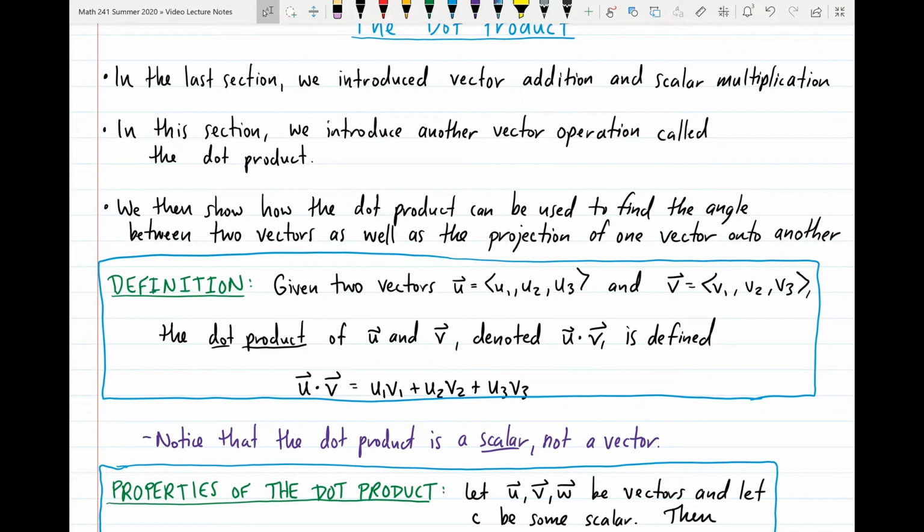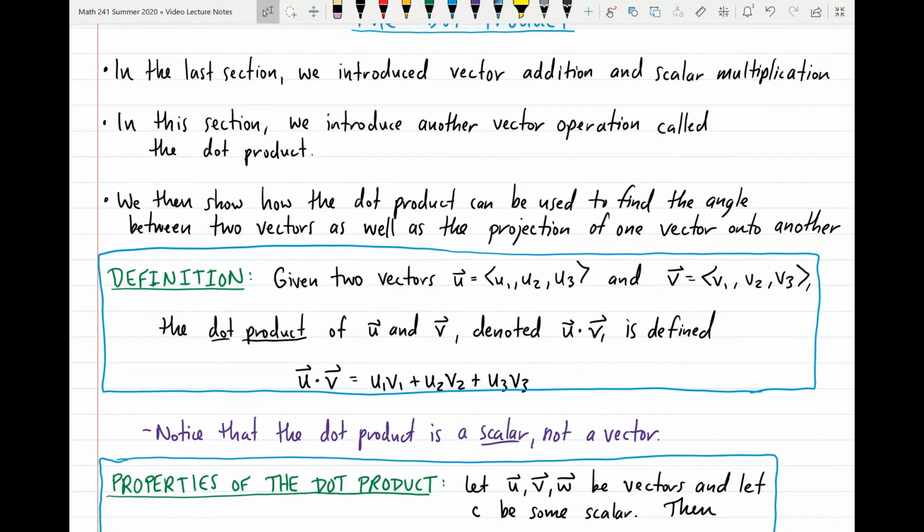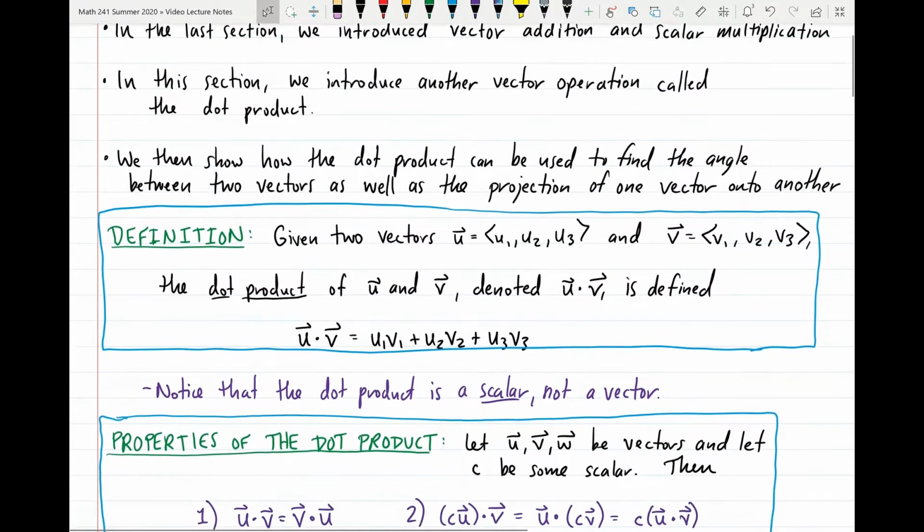And after we introduce this new notion of the dot product, we're going to show how the dot product can be used to find the angle between 2 vectors in the plane or in space, as well as the projection of one vector onto another vector. And if you don't know exactly what I mean by the projection of one vector onto another, don't worry about that because we're going to define it somewhere below here.